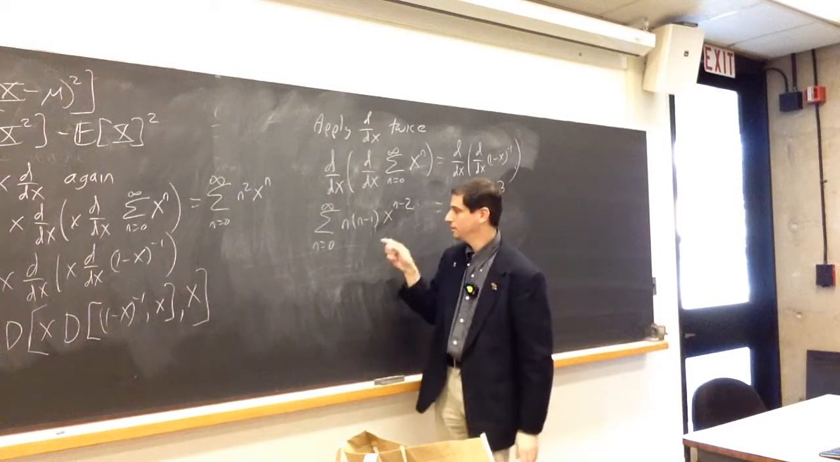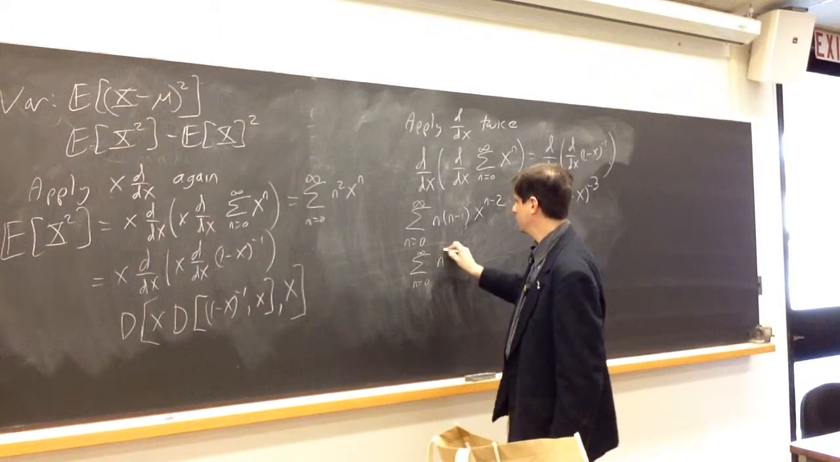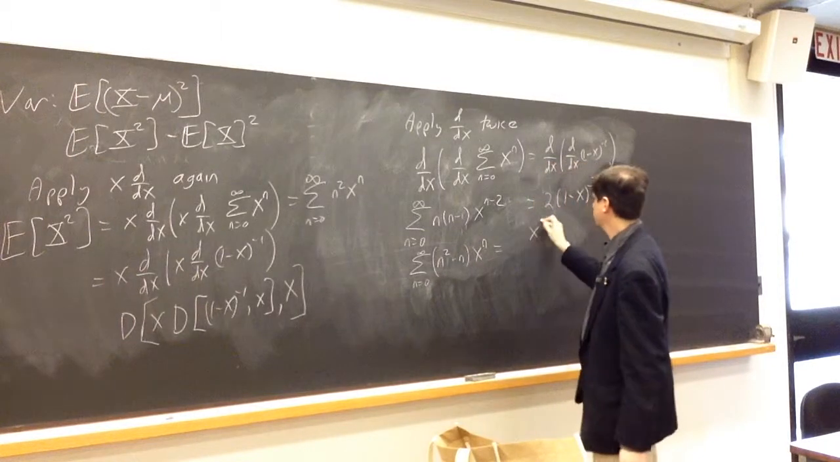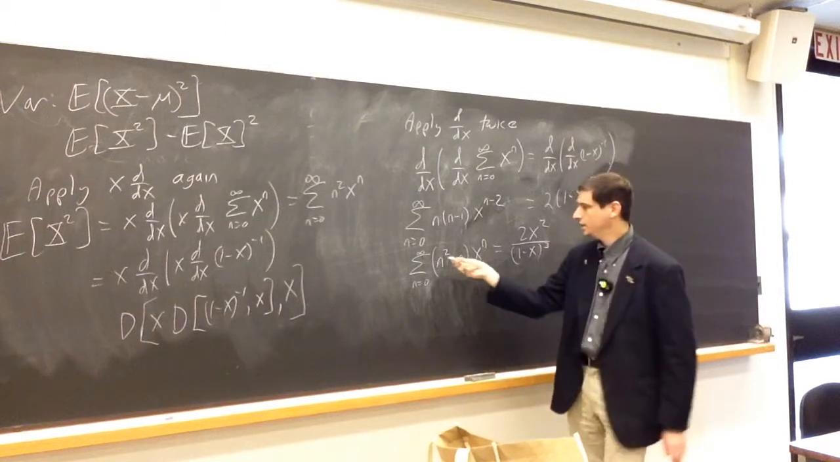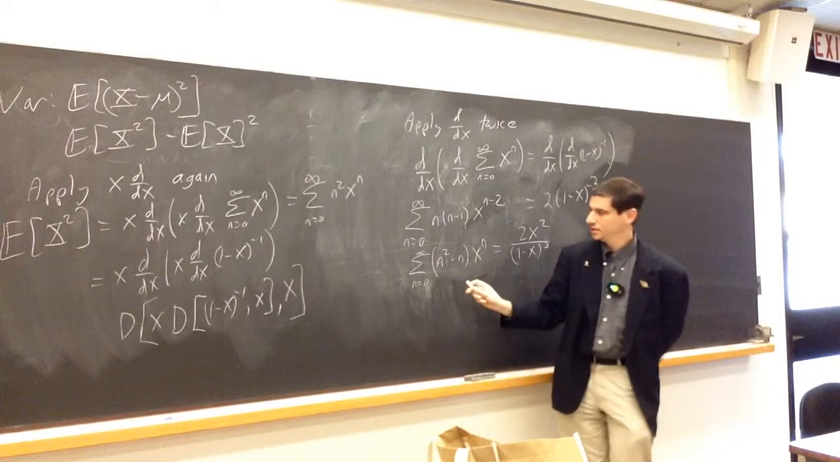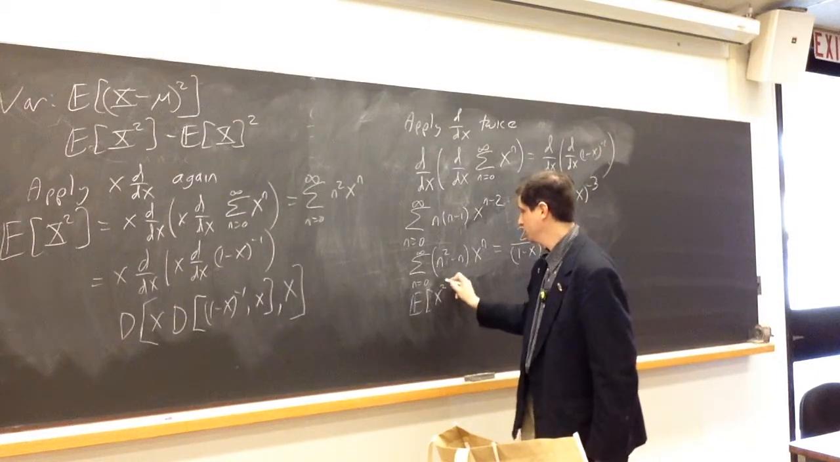Multiply by x squared. So if I multiply by x squared, I get the sum, n goes from 0 to infinity of (n squared minus n) x to the n equals 2x squared over 1 minus x cubed. This is almost the second moment. So this is the expected value of x squared.